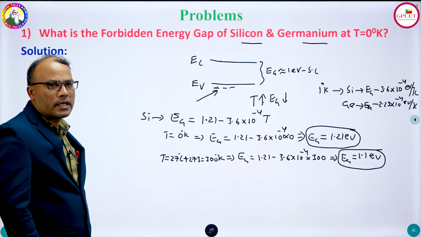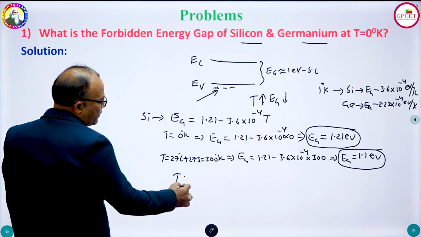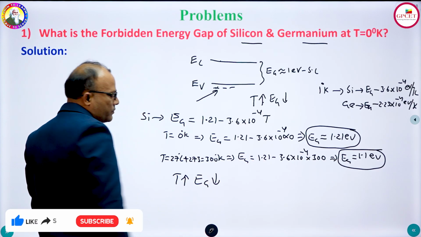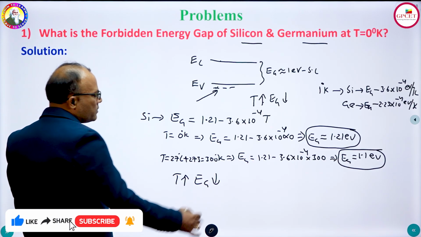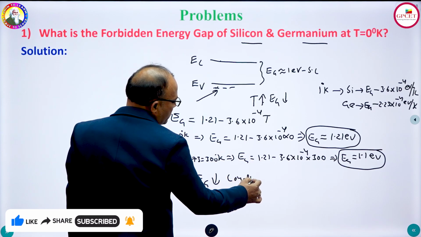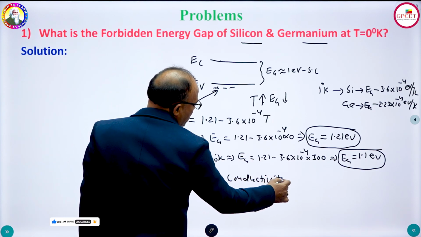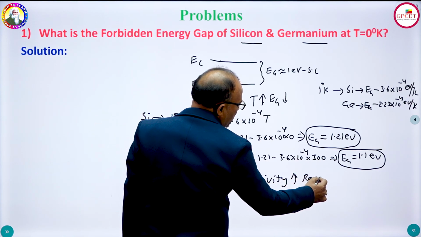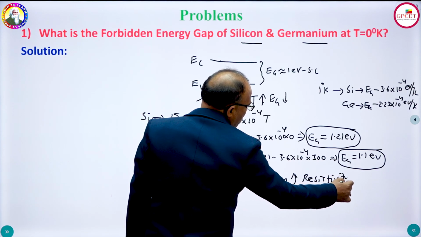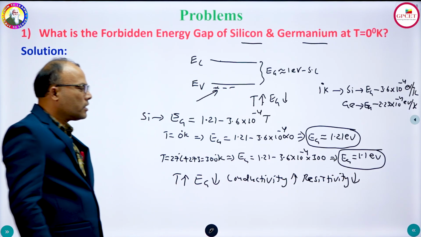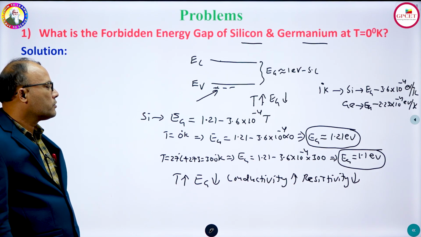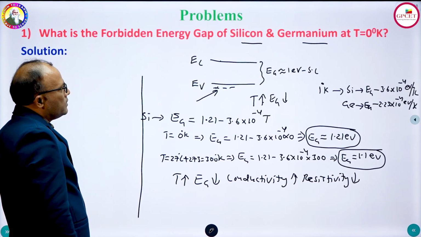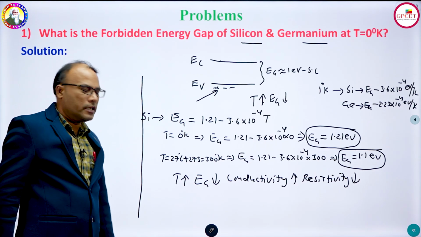So from these 2 points, I can say that as temperature is raised, energy gap is decreased. If energy gap is decreased, then conductivity increases, and resistivity decays, as conductivity and resistivity are inversely proportional. This is for the concept of silicon material. Let us check for the concept of germanium material here.